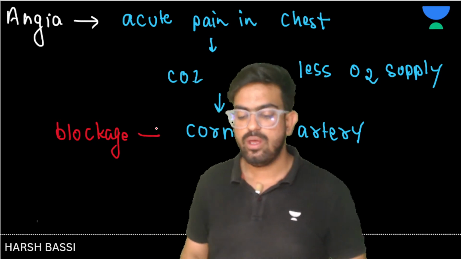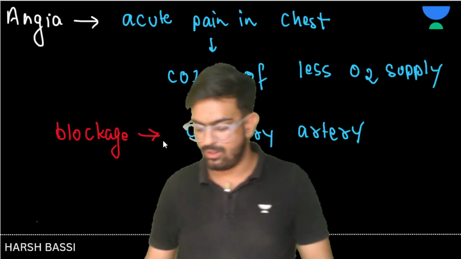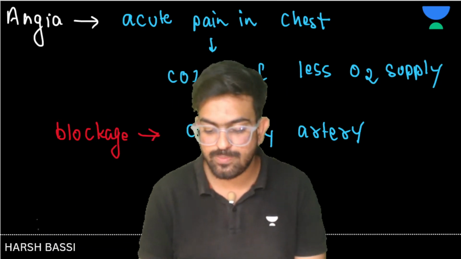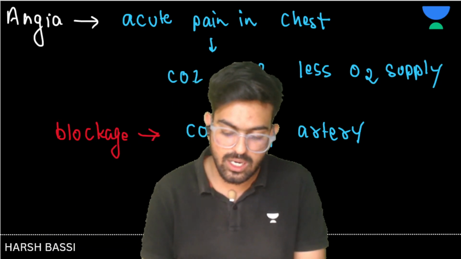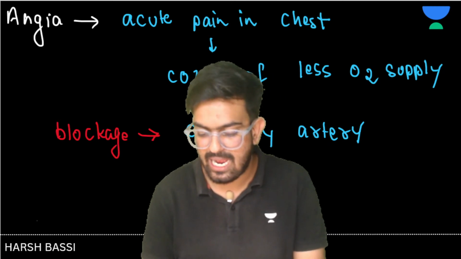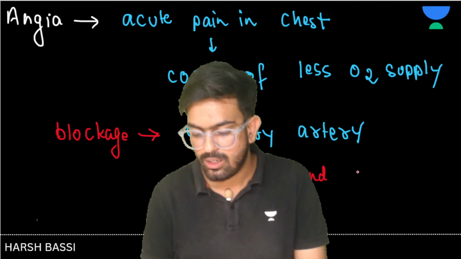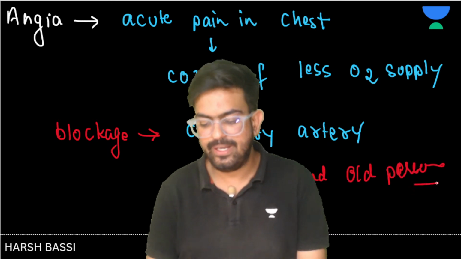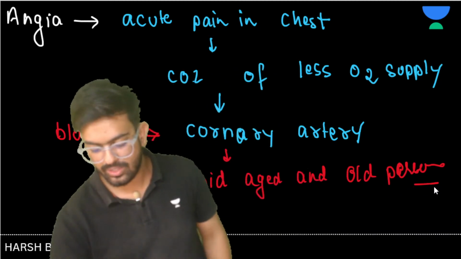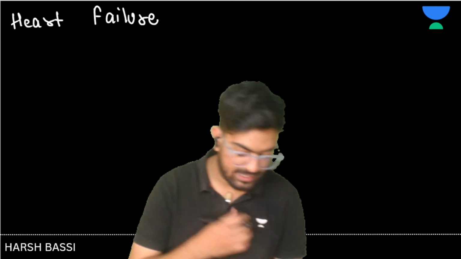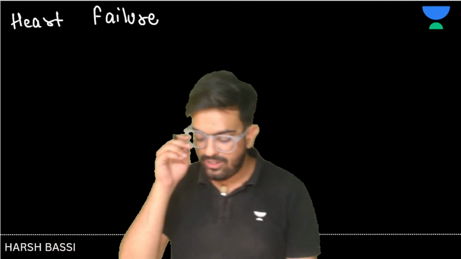Why does it take place? Blockage of the coronary artery. Okay, chalo. Now, किसमें common है? It is common in mid-aged and old persons. Okay, next is heart failure.